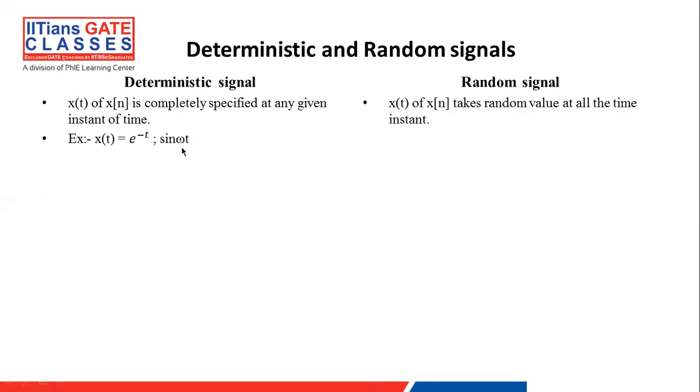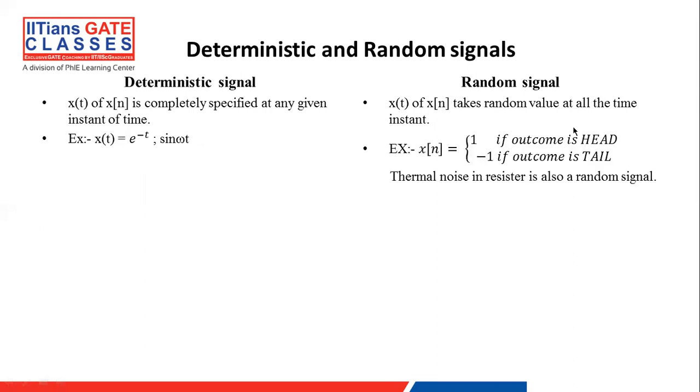But a random signal can take any value, and we don't know what value it can take. It may have some probability, but we cannot say for sure. For example, when you put t equal to 1, x(1) will be e to the power minus 1. That is for sure. Its probability is 1. But here we don't know. Here it has different probabilities for different values, and since it is probabilistic, we don't know the value it can take.